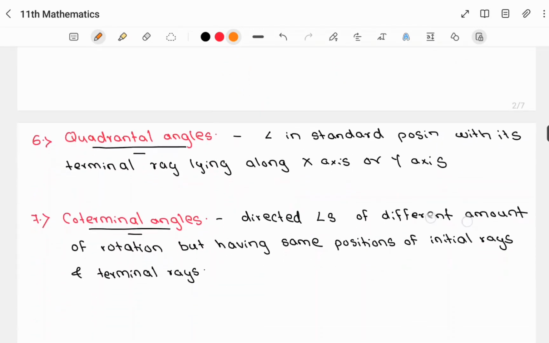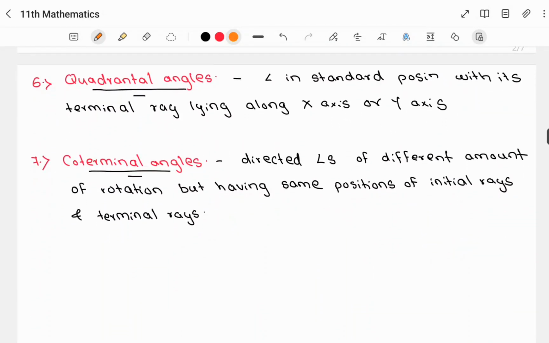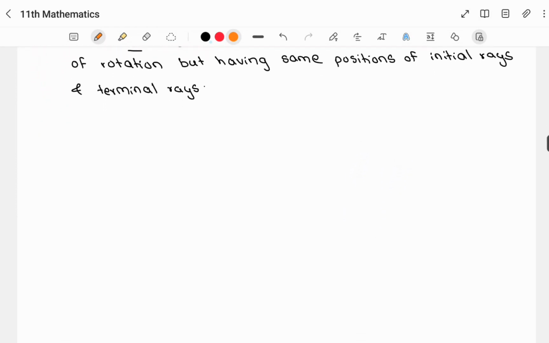Then we have quadrantal angles. Now what is this quadrantal angle? Again, we'll have to look at the rectangular coordinate system. So again, we have this rectangular coordinate system. A quadrantal angle is a subtype of angle in a standard position. So in a quadrantal angle, the origin again is the vertex point. The positive x-axis becomes the initial arm, and the final arm can lie only on the x-axis or y-axis.